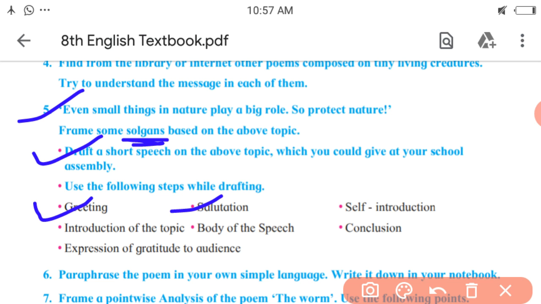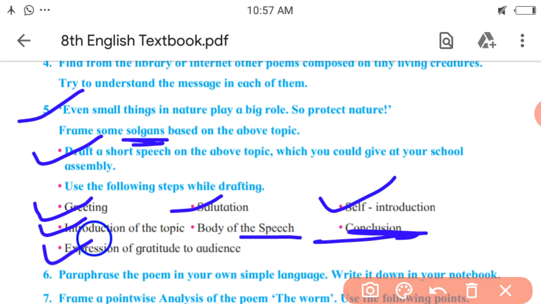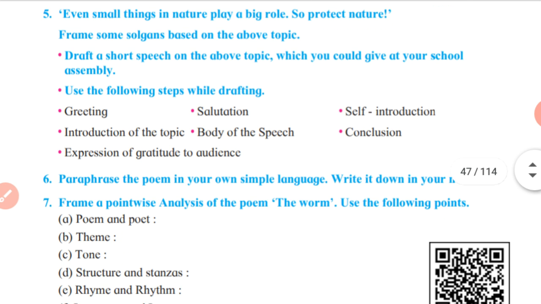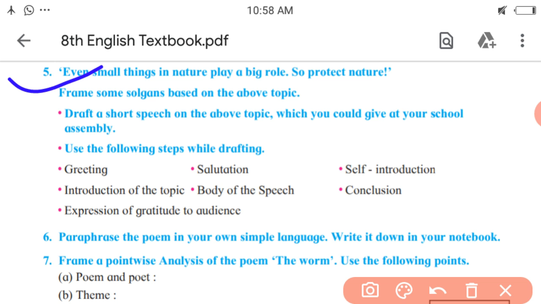What is salutation? We use words like respected, honorable, etc. Next, self-introduction, that is your own information, who you are. Next, introduction of the topic, that is what topic you are going to speak on. Body of the speech, that is a detailed or brief explanation of your topic. Conclusion, that is the ending, where you put an end to your speech. And last, expression of gratitude to the audience, that is thanking the audience for listening to you. So using all these points, you have to draft a speech on the topic, even small things in nature play a big role, so protect nature.